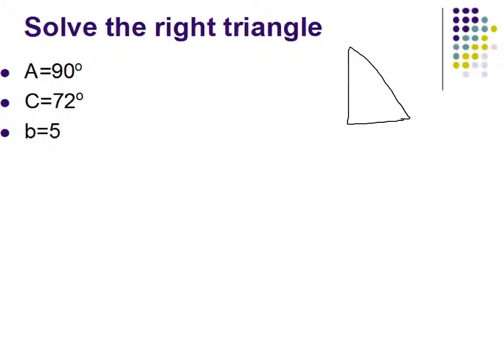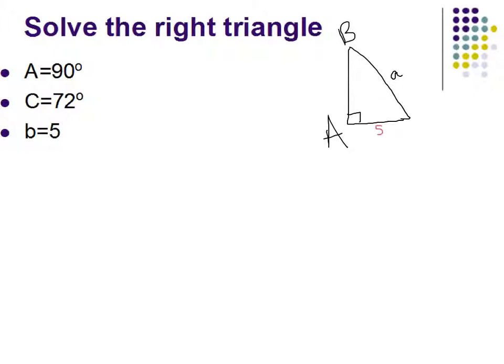Doesn't really matter how you set it up, just make sure you get a right angle in there. My right angle is A, and the side across from that is always the lowercase letter, so that's going to be little a. Now where I put B and C doesn't really matter. I'll put B up here, which means the side across from that is little b. And I happen to know that little b is 5 units because they give that to me.